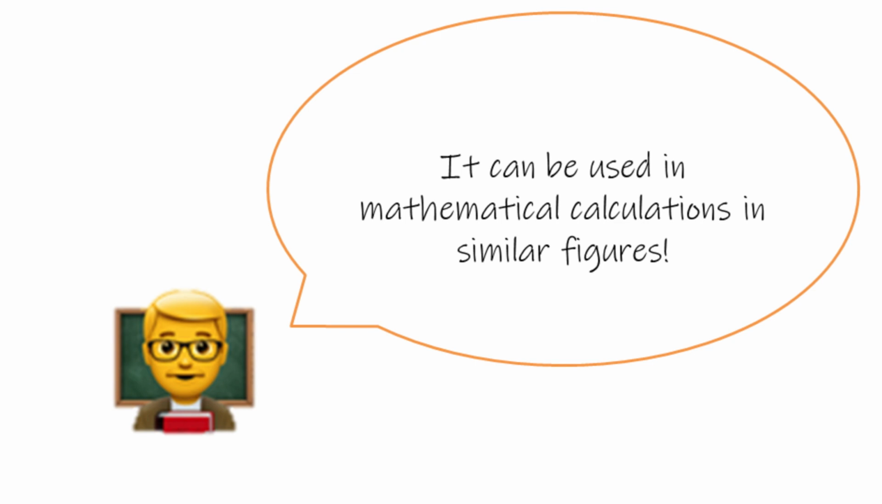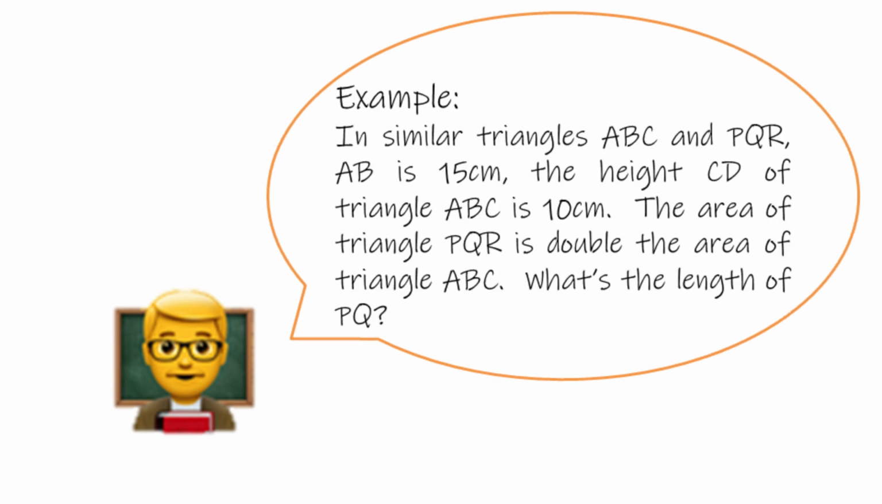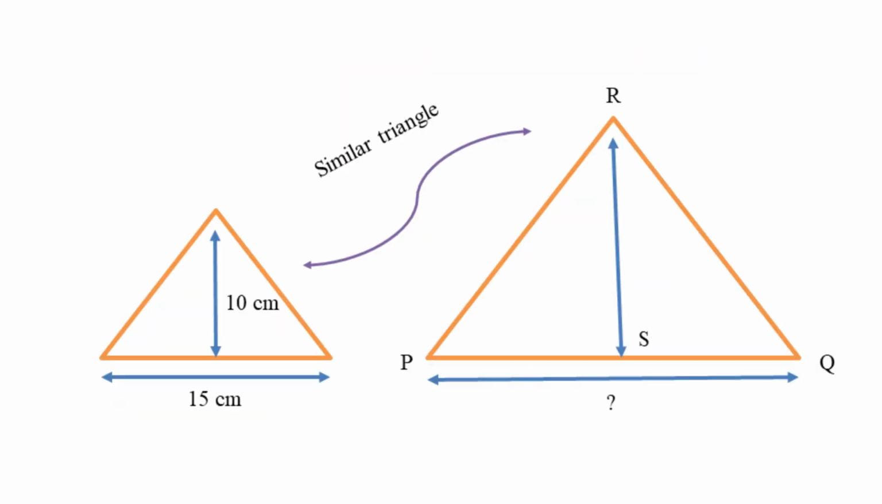Ratio can generally be used in mathematical calculations in similar figures. In similar triangles ABC and PQR, AB is 15 cm. The height CD of triangle ABC is 10 cm. The area of triangle PQR is double the area of triangle ABC. Then, what's the length of PQ?